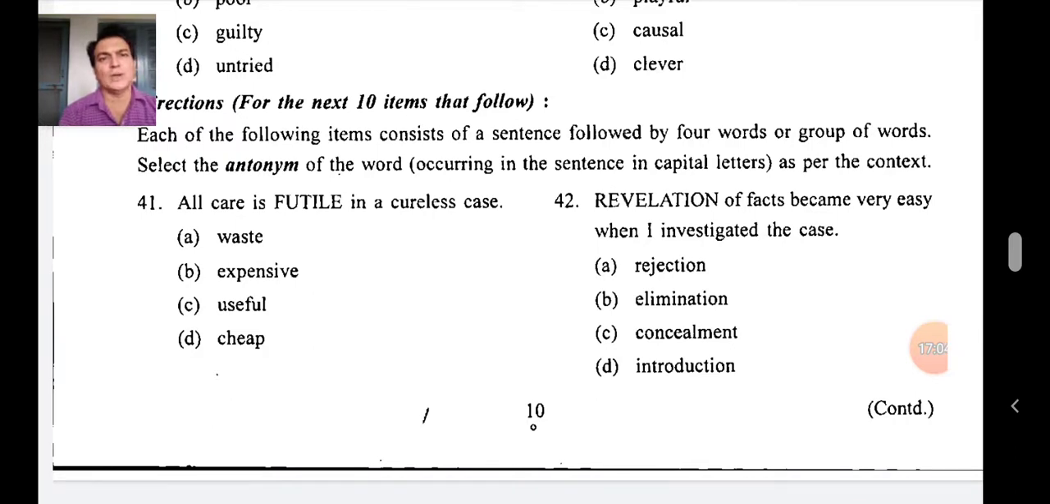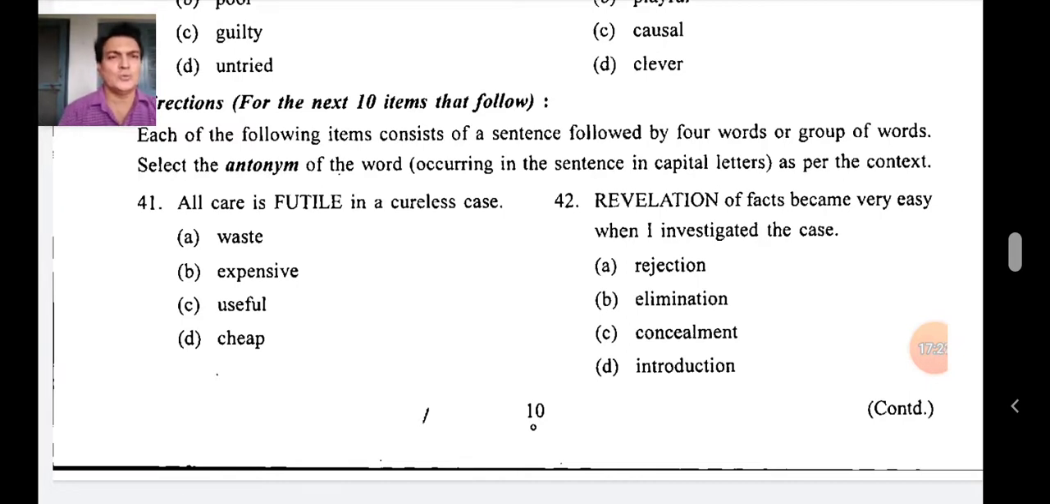All care is futile in a cureless case. Waste, expensive, useful, cheap. Now futile means useless, in vain. That's what futile means. So here the answer is C, useful.